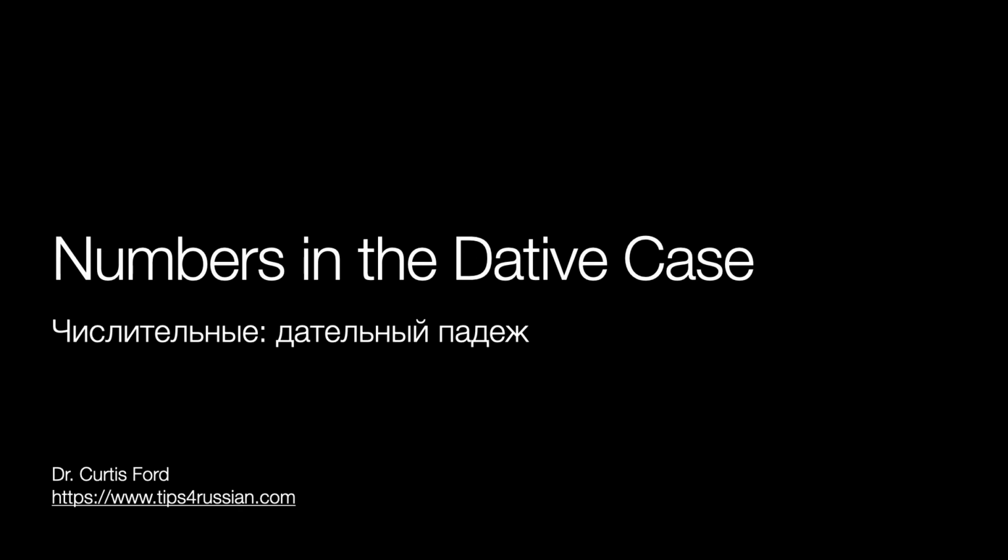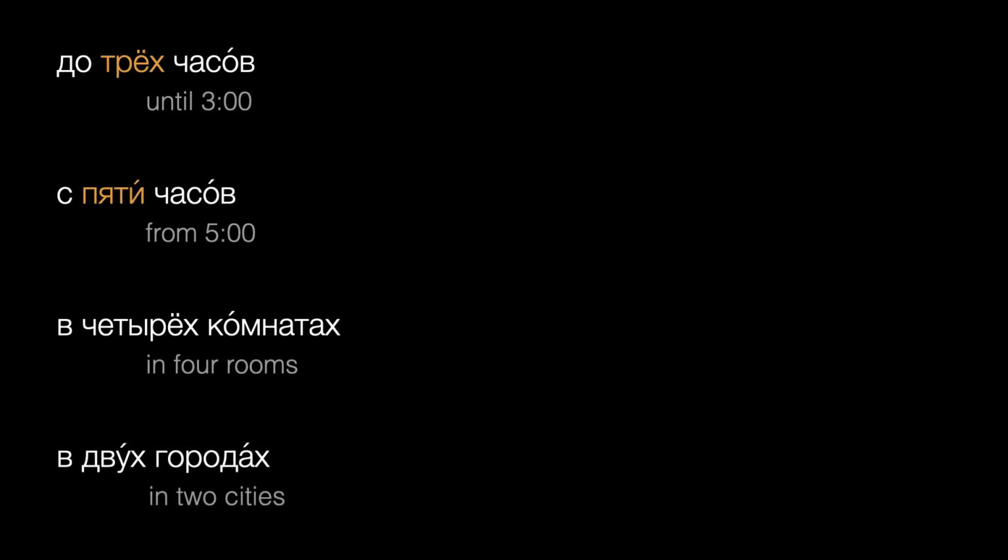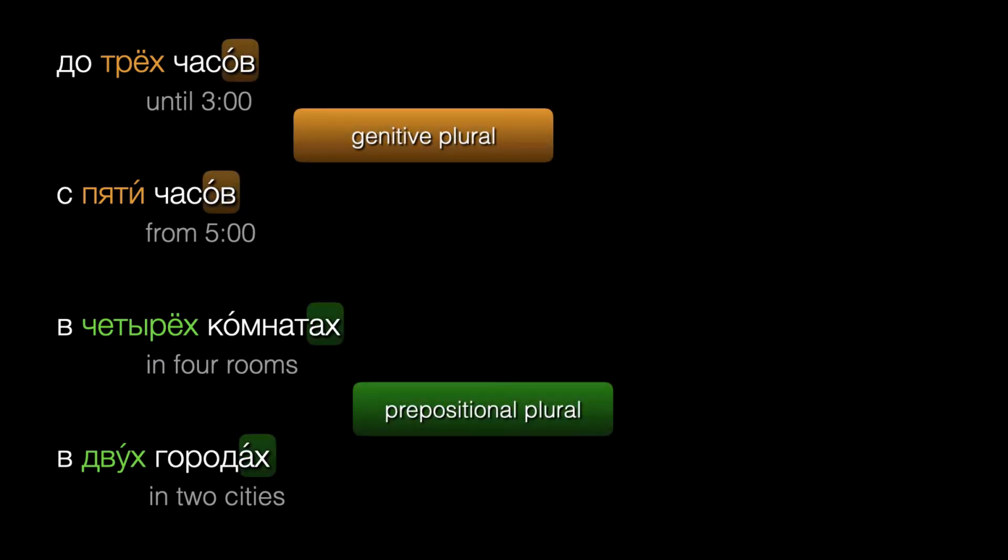In other videos, we've talked about how numbers can change for case in examples like these. До 3 часов. С 5 часов. В 4 комнатах. В 2 городах. Here we have the genitive forms трёх and пяти after до and с with the meaning from, and the prepositional forms четырёх and двух, and the nouns that follow are in the plural of the same case as the number.